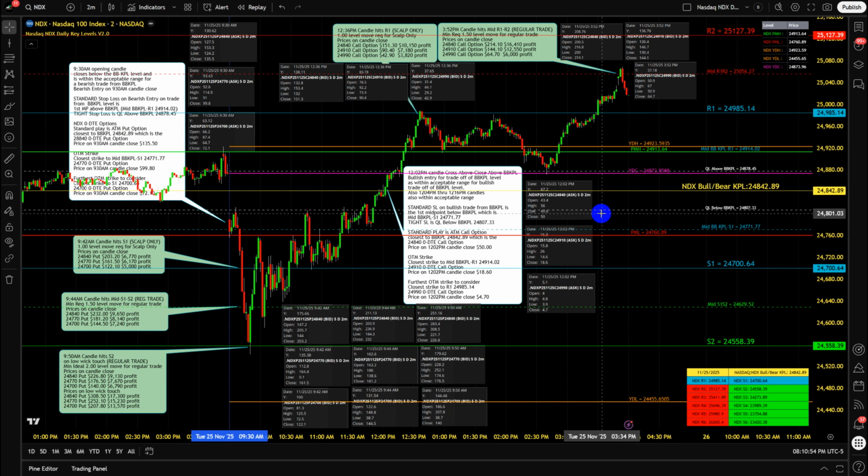So the stop losses, as we mentioned earlier, you take the level that you're taking the trade from. In this case, it is a bearish trade off of this level, the BB-KPL. So your tight stop loss on this bearish trade is the QL above the BB-KPL, which is this level here. Whereas your standard stop loss is going to be this midpoint level here above the bull bear KPL.